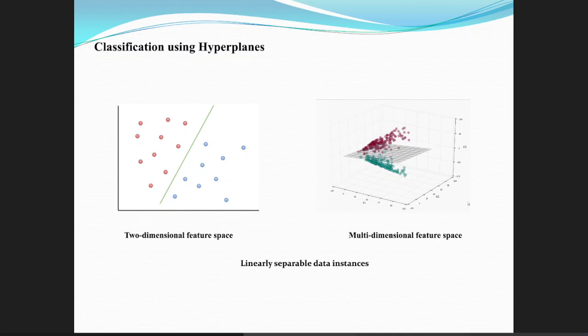Right, this is a two-dimensional data set. Here we have drawn a straight line and separated it, and we have done classification: this is class A and class B. In a multi-dimensional data set, we are drawing a hyperplane to separate the data set. Okay, these are data sets that are linearly separable.